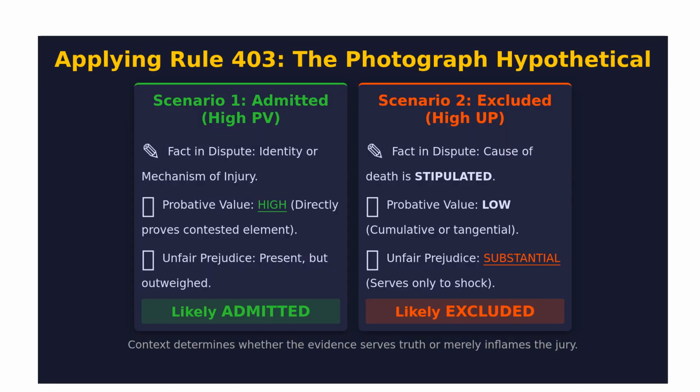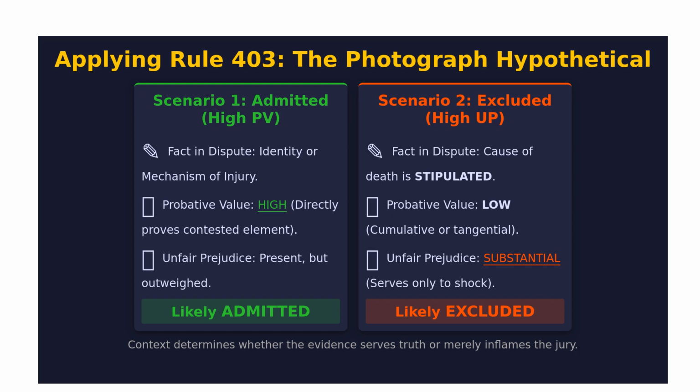Now let us move from the abstract rules of procedure to a concrete, classic application of Rule 403, the admissibility of gruesome crime scene photographs in a homicide trial. Consider two distinct scenarios. Scenario 1. The defendant disputes the identity of the shooter, or the mechanism of injury is central to the defense theory. Here, the photograph has high probative value because it directly aids the jury in determining a fact of consequence. It will likely be admitted.